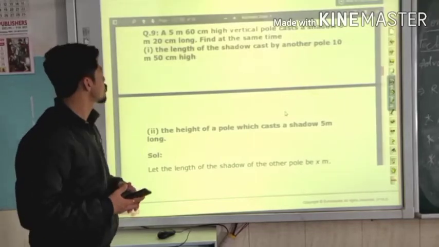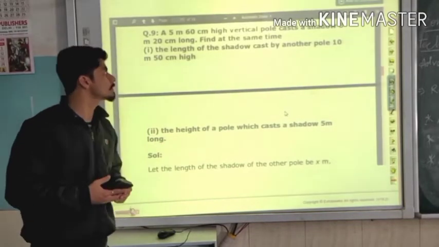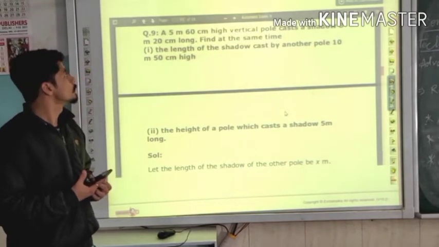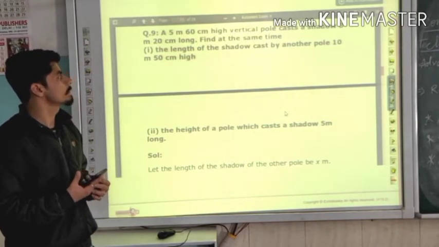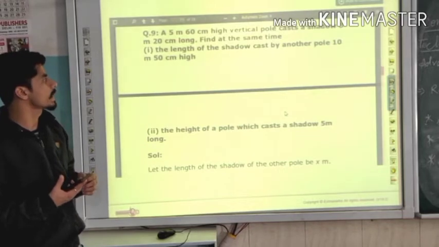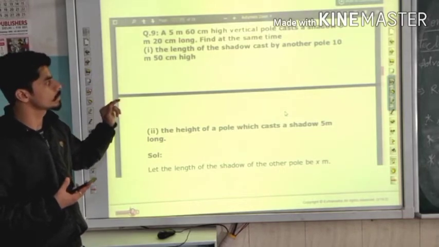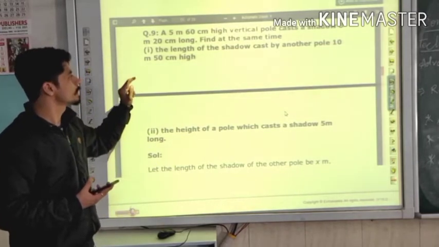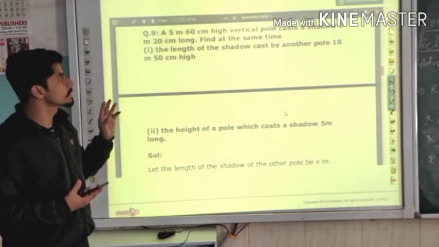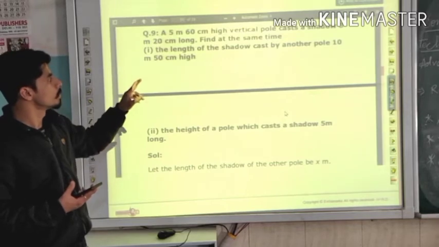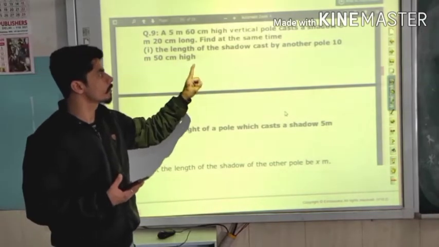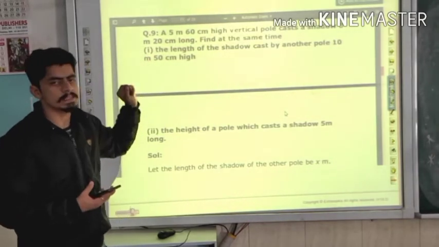So the next question is question number 9. A 5 meter 60 centimeter high vertical pole casts a shadow 3 meter 20 centimeter long. Find at the same time, first, the length of the shadow cast by another pole 10 meter 50 centimeter high. So in this question it is given that there is a pole whose height is 5 meter 60 centimeter and the shadow of the pole is 3 meter 20 centimeter.